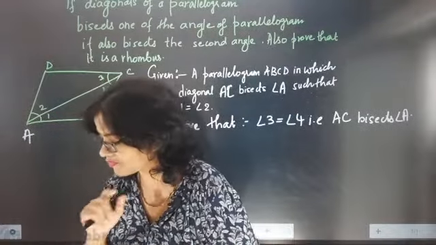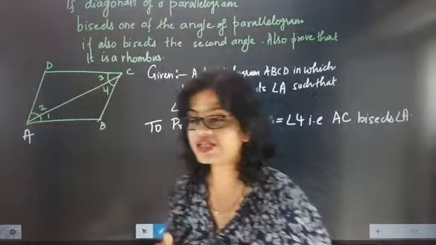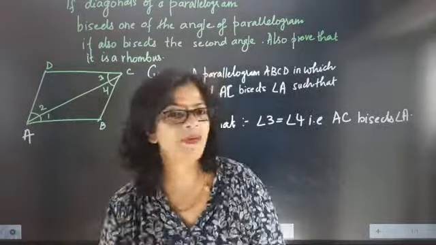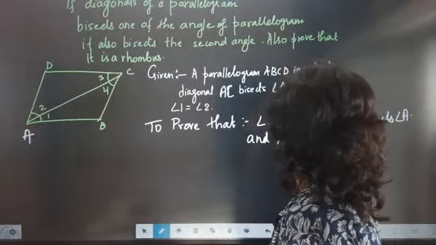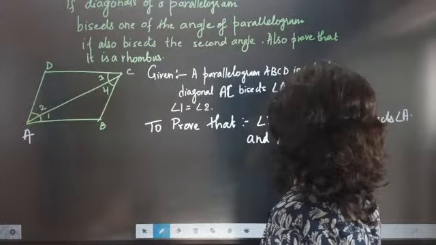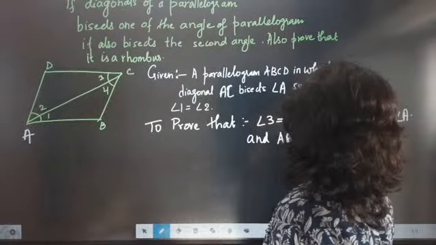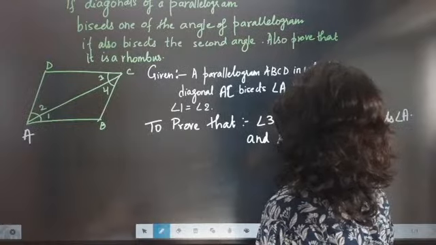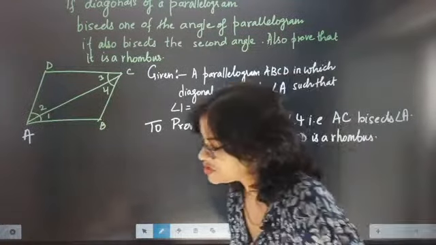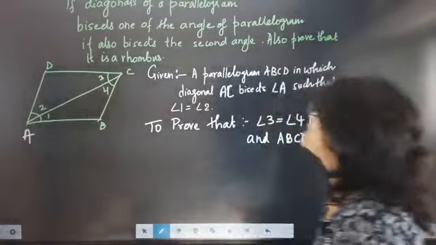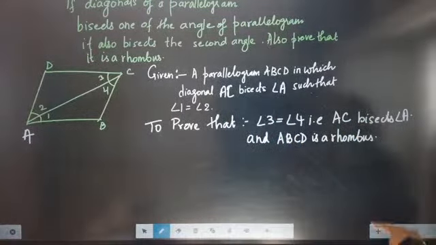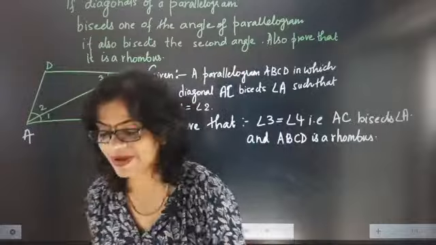This was the first part of the proof, and the next part is that the parallelogram ABCD is a rhombus. So these are the two things we have to prove. First, ABCD is a rhombus. Second, angle 3 will be equal to angle 4, that is, AC bisects angle A.